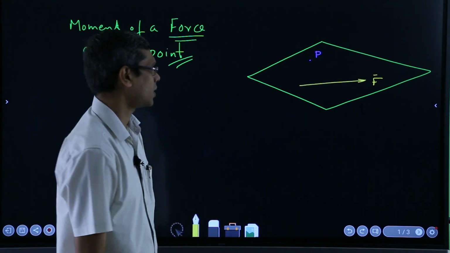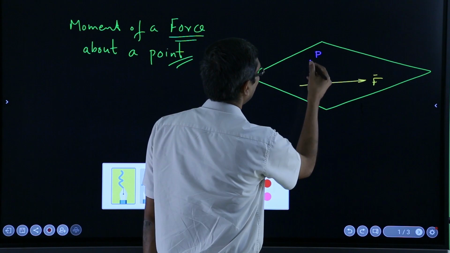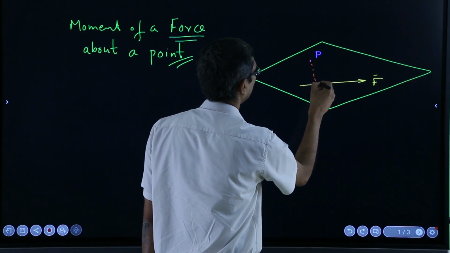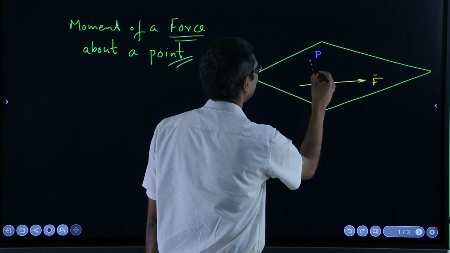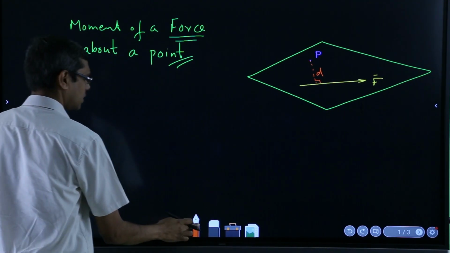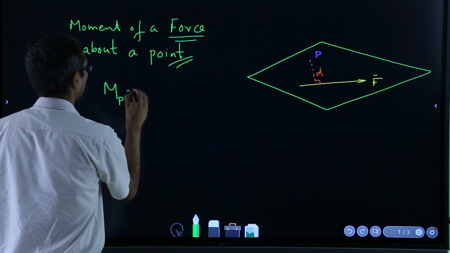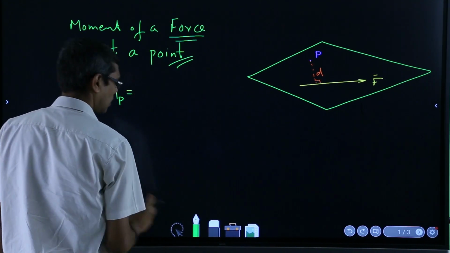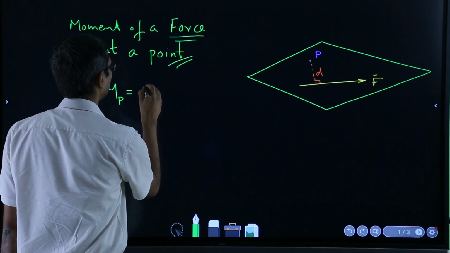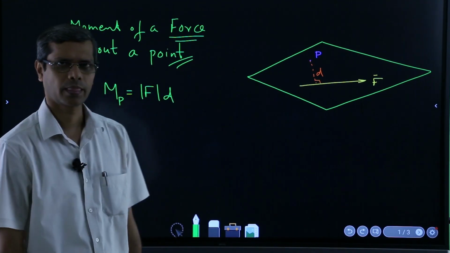Now, we are trying to find out what is the moment of this force about this point. And from your knowledge of 12th standard, you know that the shortest distance from the point to the force is, let this be d, with a 90 degree angle. So, obviously, the moment about the point P is equal to F times d.